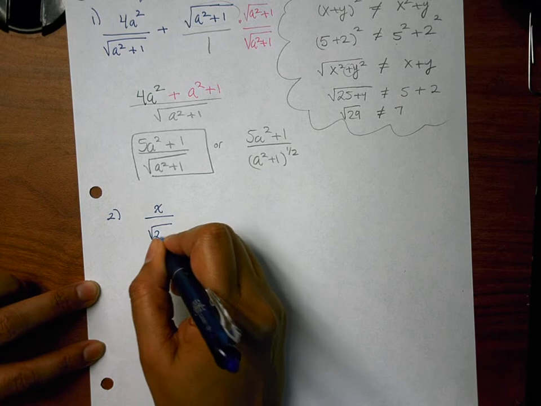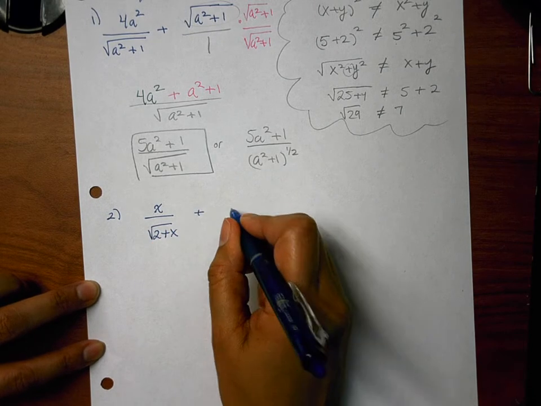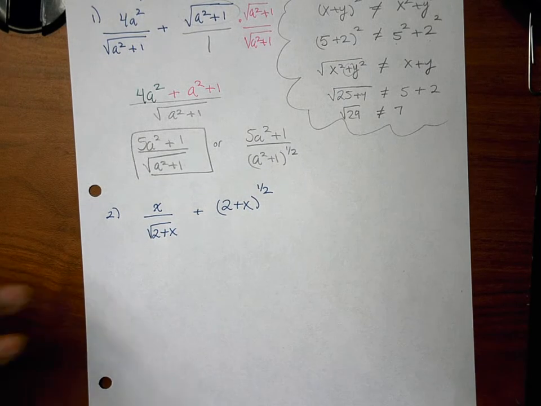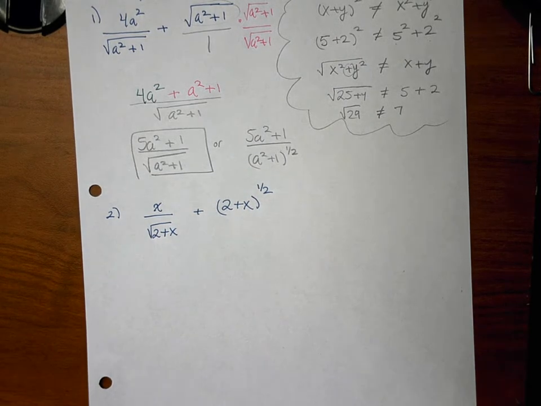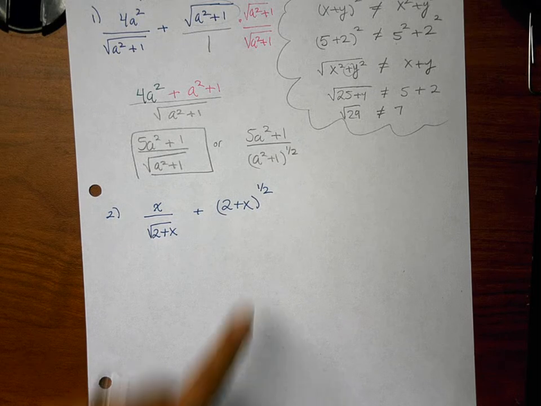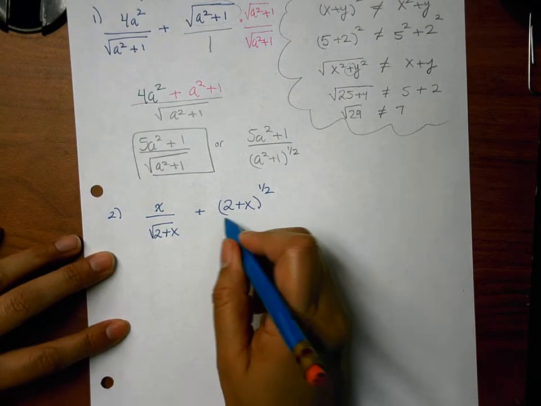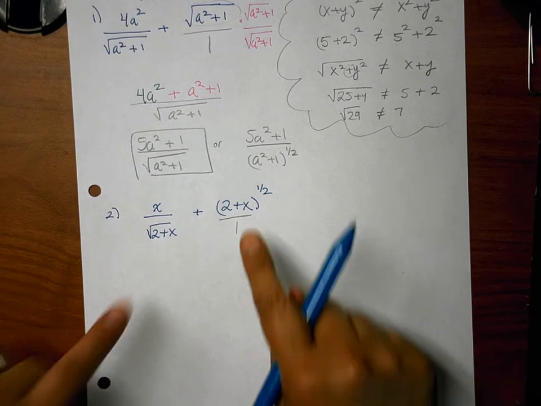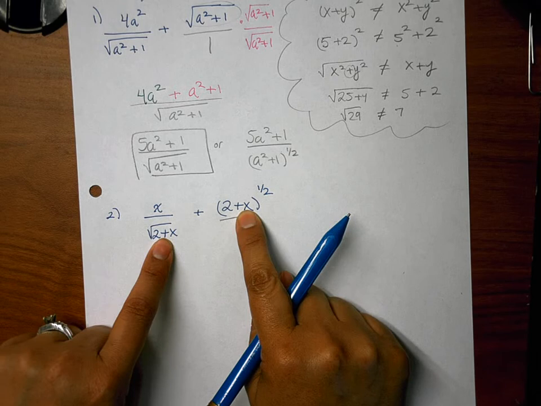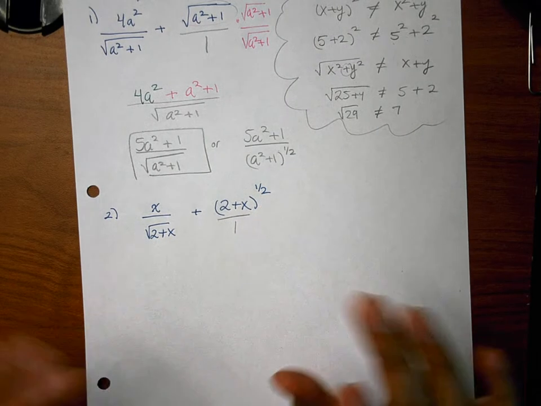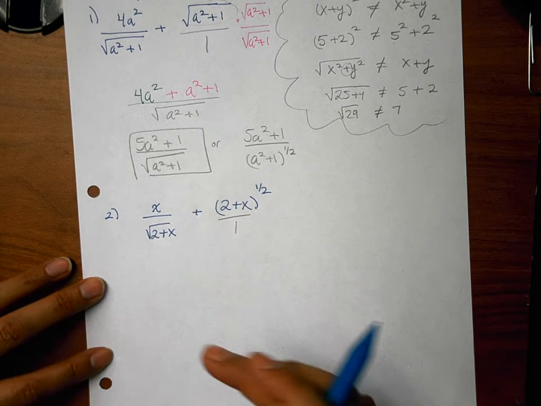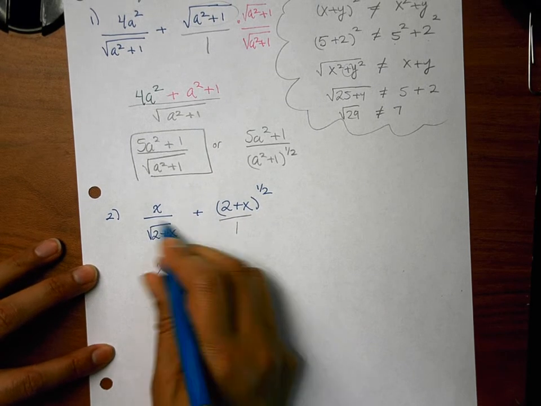All right, next one. Number 2: x over the square root of 2 plus x, plus 2 plus x raised to the 1/2 power. Okay, first thing we're going to do is make that second one a fraction. And then I'm going to change them to look the same. They are the same. This is 2 plus x, this is 2 plus x, square root and 1/2 power. They're exactly the same. I don't want to use square roots and a different one with 1/2 power.